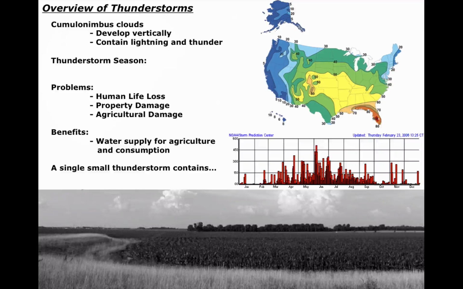So a bit of a background on thunderstorms. First of all, we call the cloud type that makes them the cumulonimbus cloud. This is a cloud that develops vertically, and you'll see a lot of videos of these types of clouds in this lecture. And of course, the thunderstorm must contain lightning and thunder.